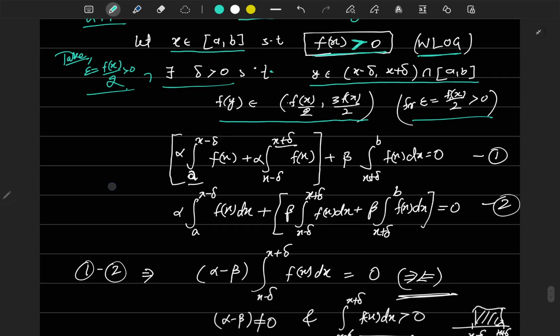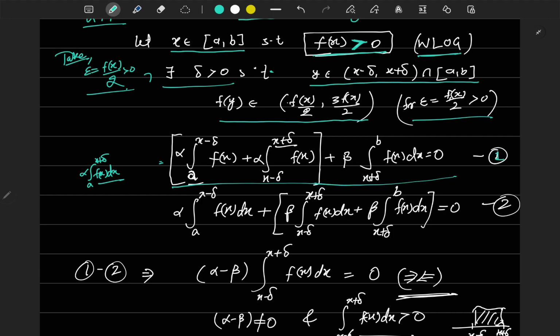Now by our hypothesis, this is the first part of the hypothesis. This bracket I am saying is just alpha times the integral from a to x plus delta of f(x) dx. I am just breaking the integral into two parts. Now look, this becomes the first equation.